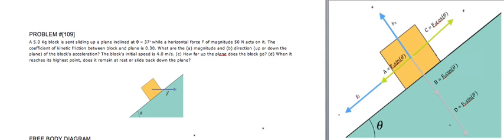Suppose a 5 kilogram block is sent sliding up a plane inclined at theta equals 37 degrees, while a horizontal force F of magnitude 50 newtons acts on it. That's here in blue. The coefficient of kinetic friction between the block and the plane is 0.3. What are the A magnitude and B direction, up or down the plane, of the block's acceleration?